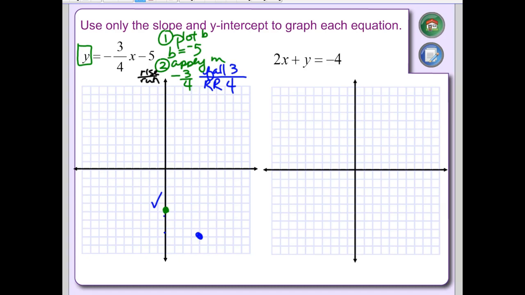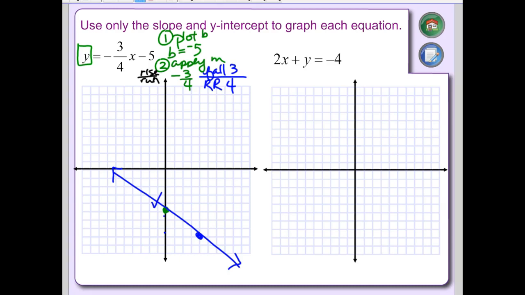Remember, I only need 2 points to determine a line, and if I draw the line through those points, there it is. Now, got a question for you. This is supposed to be a negatively sloped line, which means it falls. Does that line look like it's falling? Sure enough. Good job.